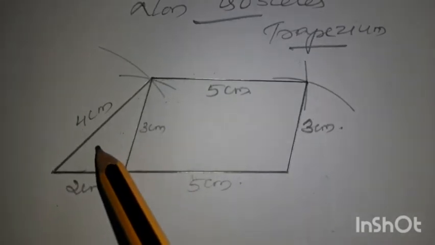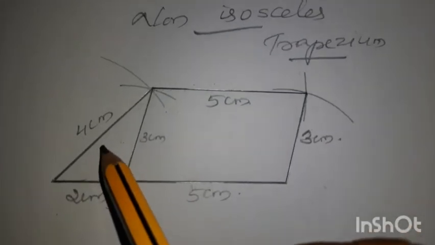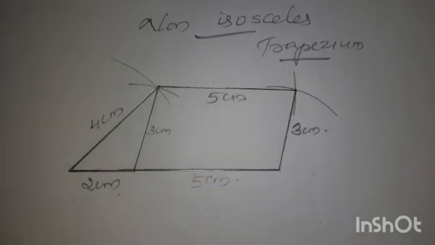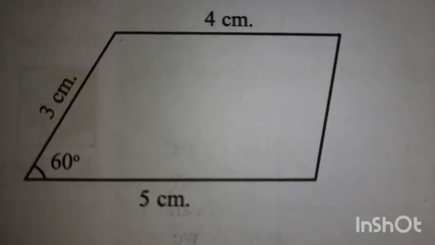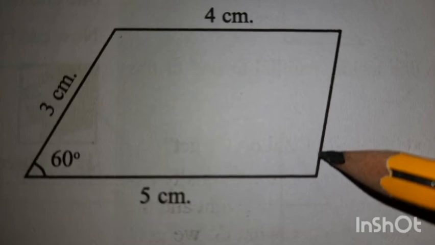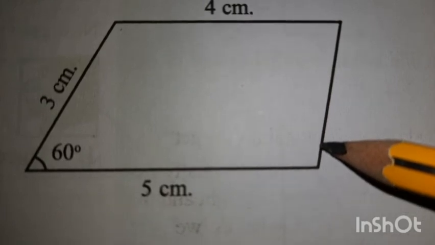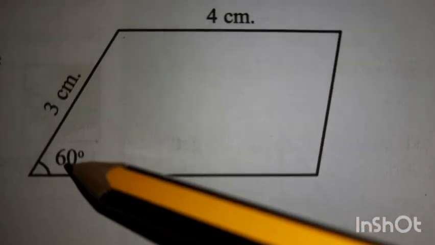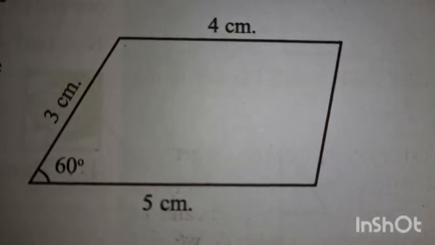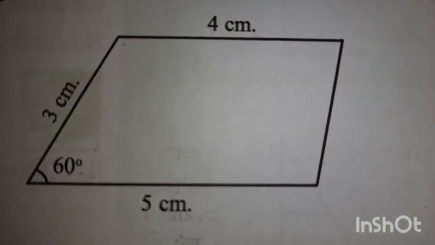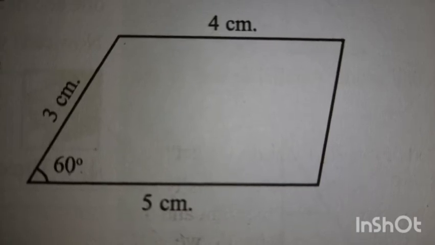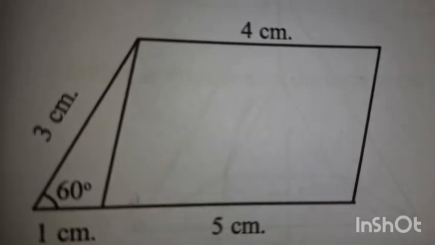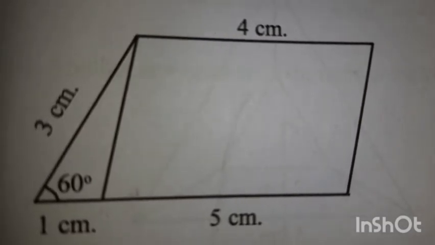So draw a triangle first, then you have to complete the parallelogram. Next we are drawing this non-isosceles trapezium, and instead of 4 sides they will give 3 sides and 1 angle. Using the 3 sides and angle, how we are completing the non-isosceles trapezium. Like the previous one, first we are drawing a triangle, then we are completing a parallelogram.